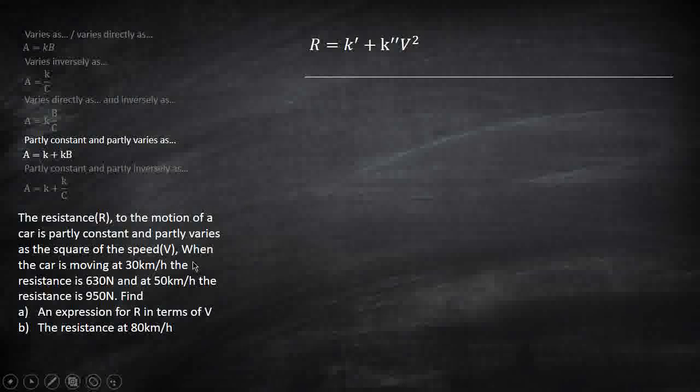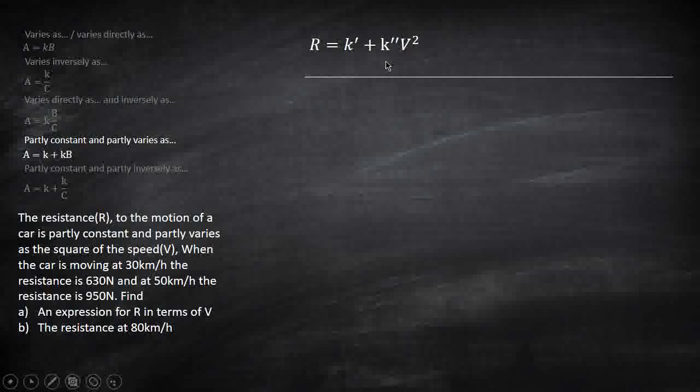Very good. So when the car is moving at a speed of 30 kilometers per hour, the resistance is 630 newtons. And at 50 kilometers per hour, the resistance is 950 newtons. Find an expression for R in terms of v, a formula. Now we can't find the resistance at 80 kilometers per hour yet.